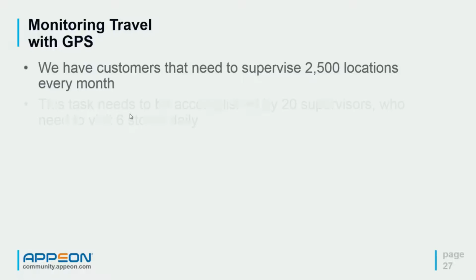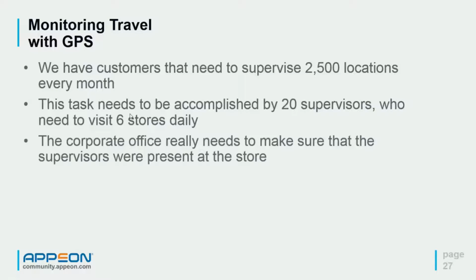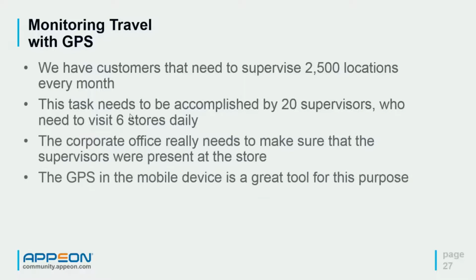Okay, right here we have customers that need to supervise 2,500 locations every month. So imagine that work. This task needs to be accomplished by 20 supervisors who need to visit 6 stores daily. So the corporate office really needs to make sure that the supervisors were present at the store. So the GPS functionality in the mobile device, it's a great tool for this purpose.